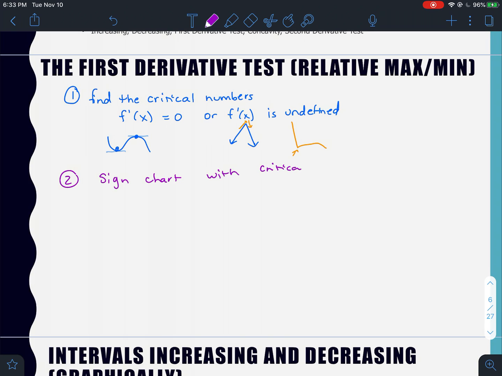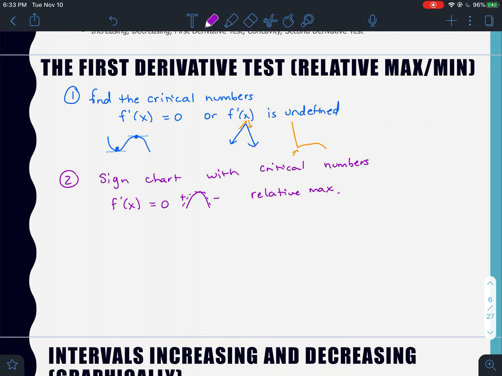After that, you make a sign chart with your critical numbers to figure out where the derivative changes signs. So when f prime of x is equal to 0 and it changes from positive values to negative values, the derivative was positive, so the slopes of your tangent lines were positive, and then at the top they were 0, and then afterwards the slopes of the tangent lines are negative. So the derivative changes from positive values to negative values. That represents a relative maximum.